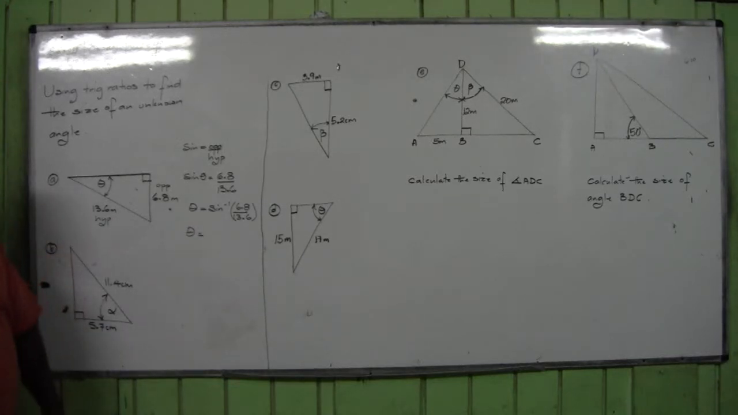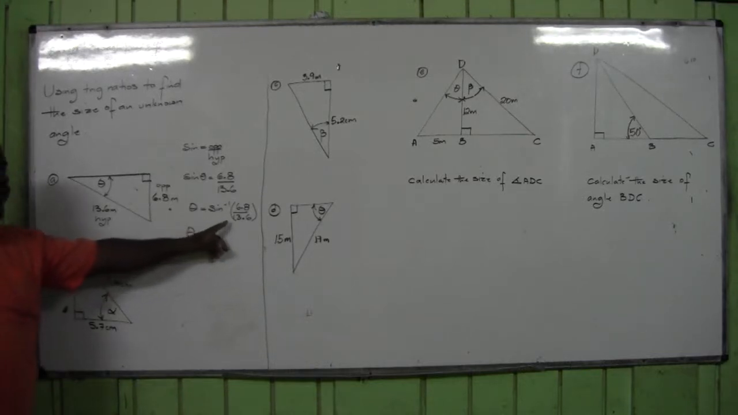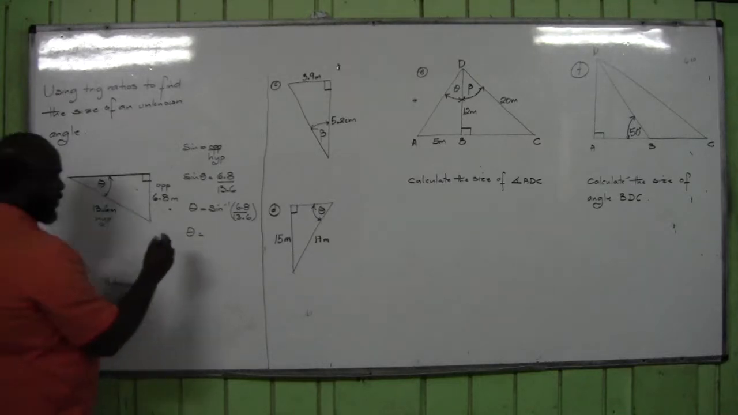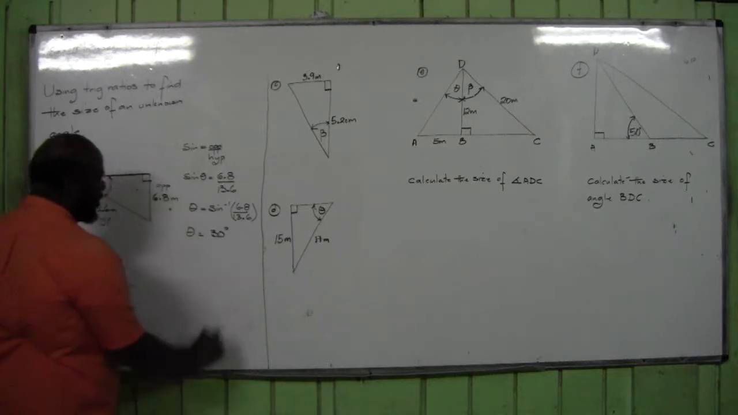So the first thing you press is shift, then sine, open bracket, 6.8, divide by 13.6, close bracket, and then you press equal. What did you get? 30. Theta is equal to 30 degrees.